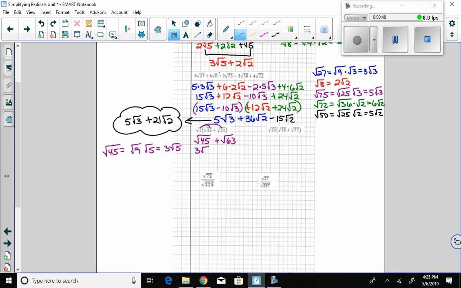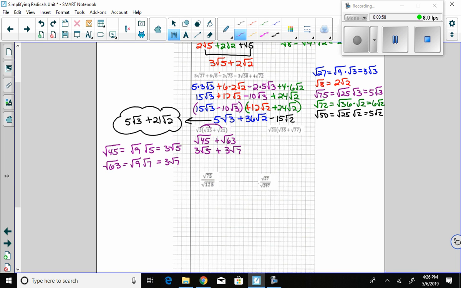So that becomes 3 root 5. And then the square root of 63, that's the same as the square root of 9 times the square root of 7, or 3 root 7. And I cannot combine those. So that's my final answer. That's not terrible.